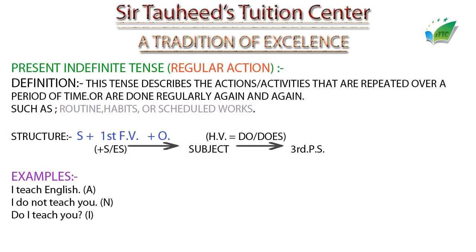Definition. This tense describes the action or activities that are repeated over a period of time or are done regularly again and again, or we can say time and again. So all those actions which are done on a regular basis, maybe you do them on a daily basis, weekly basis, or monthly basis. The things you do time and again are called regular actions, and present indefinite defines these kind of actions.